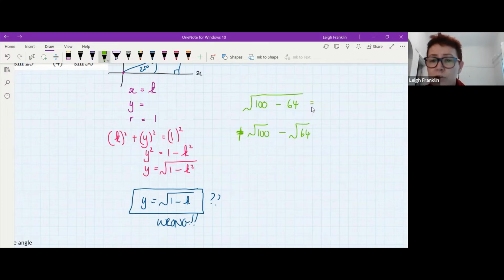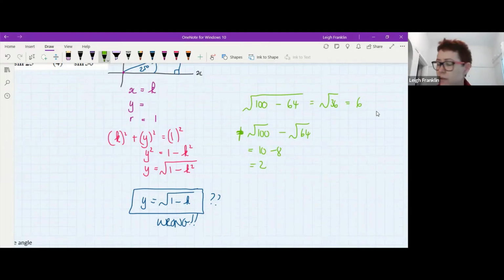Because if we continue doing this like this, we should take 64 away from 100, which gives us 36, and the square root is 6. If we do it this way, which is incorrect, we get 10 minus 8, which is 2. Okay, 2 and 6 are not the same. So just very, very important.